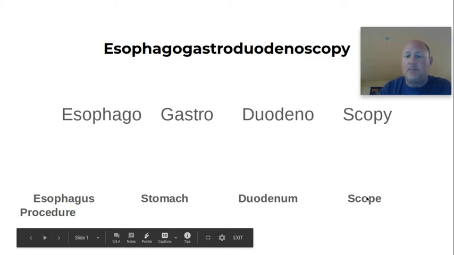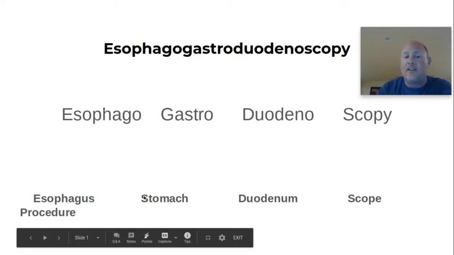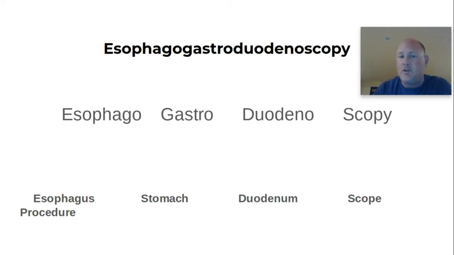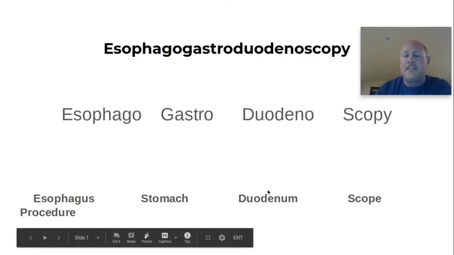So literally, it's a procedure where they take a scope on a tube and they stick it down your esophagus, into your stomach, into your duodenum to see what kind of issues you have going on. It could be an ulcer, could be a tumor, could be something sinister like that. But this is just a simple procedure where they take a scope. You can do it outpatient at the doctor's office. Take a scope with a camera and a light on it, stick it through your esophagus, into your stomach, into your duodenum. Okay, big fancy term there.